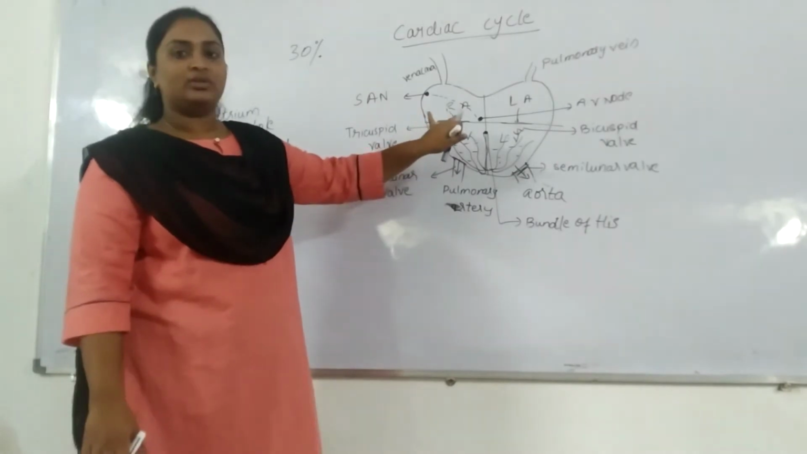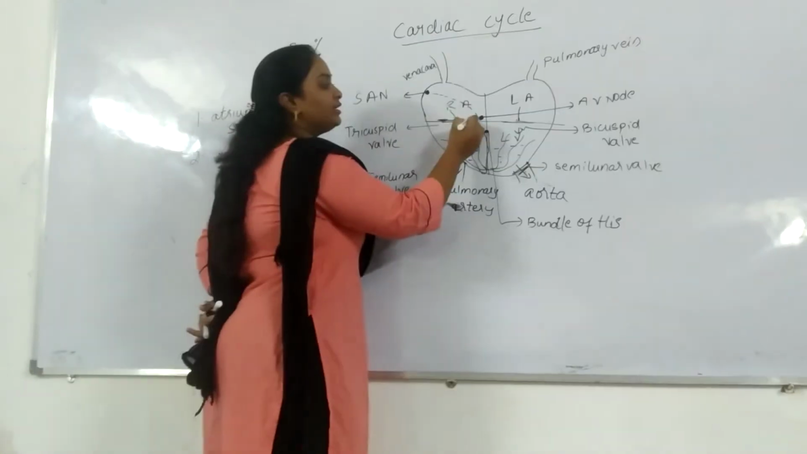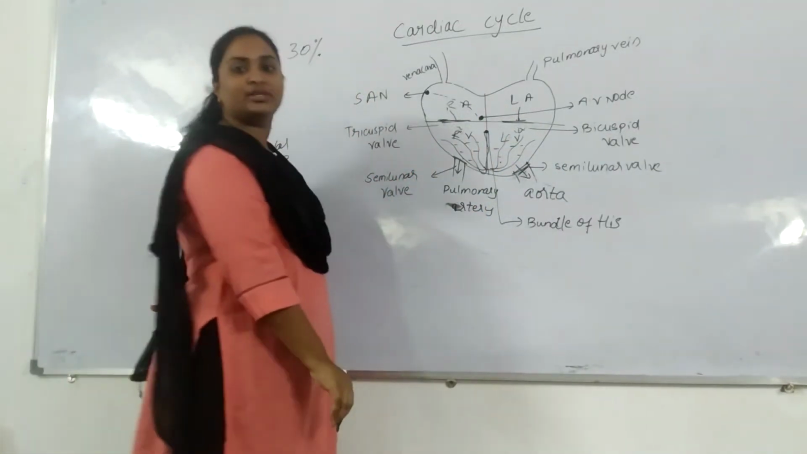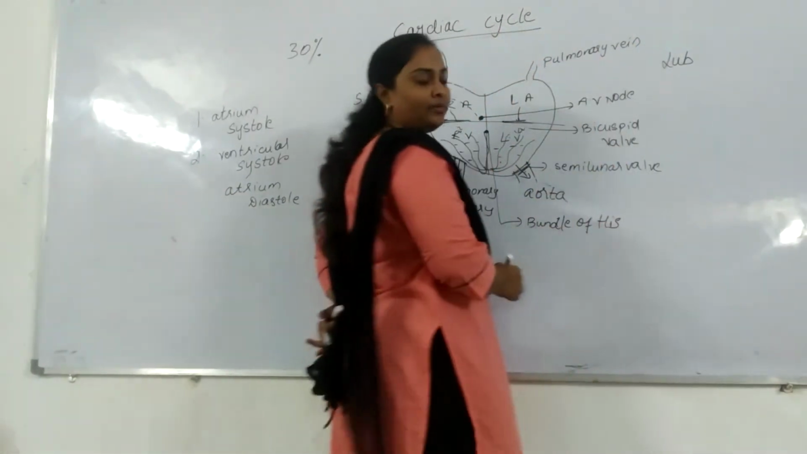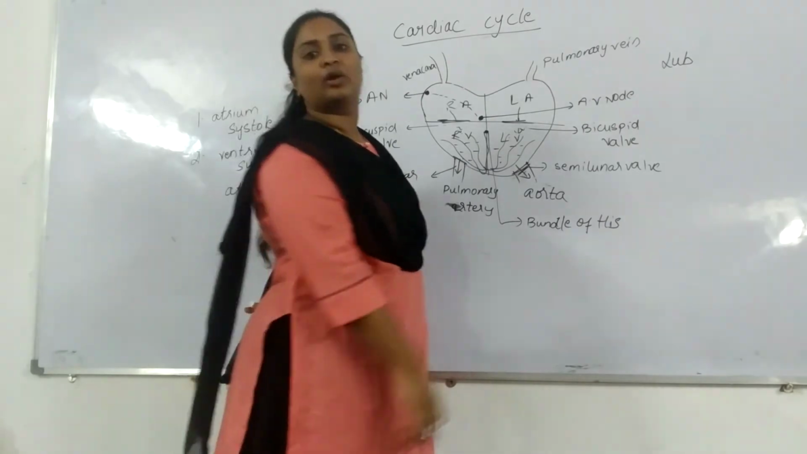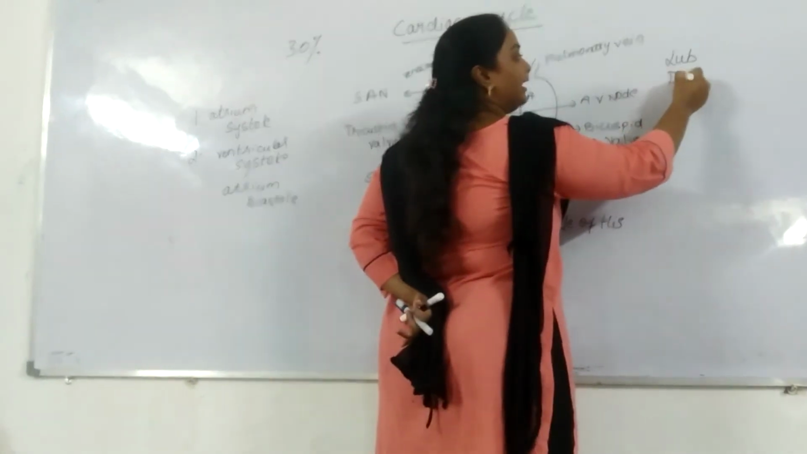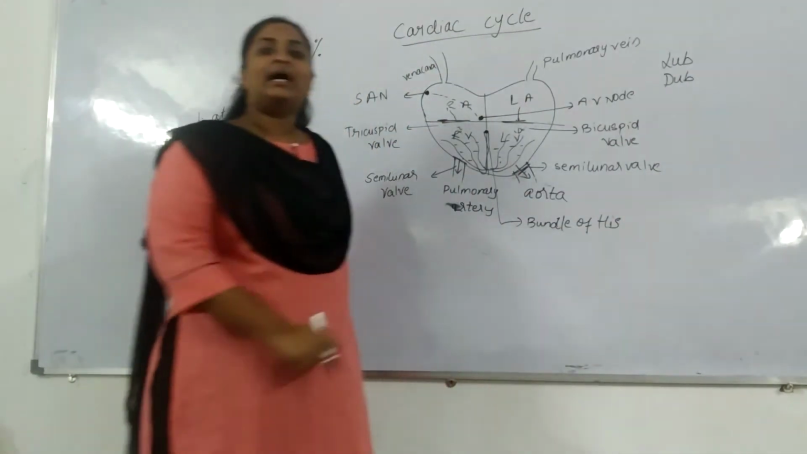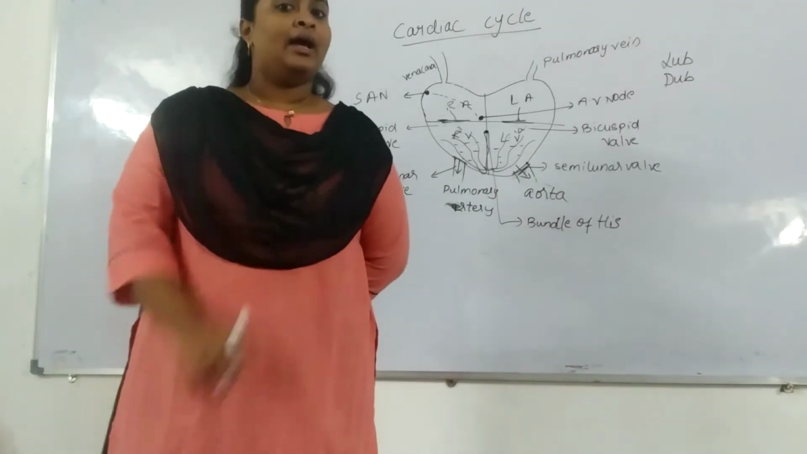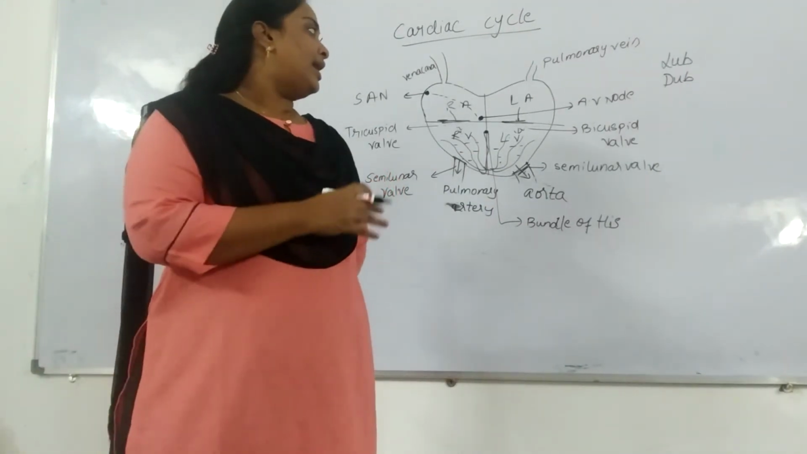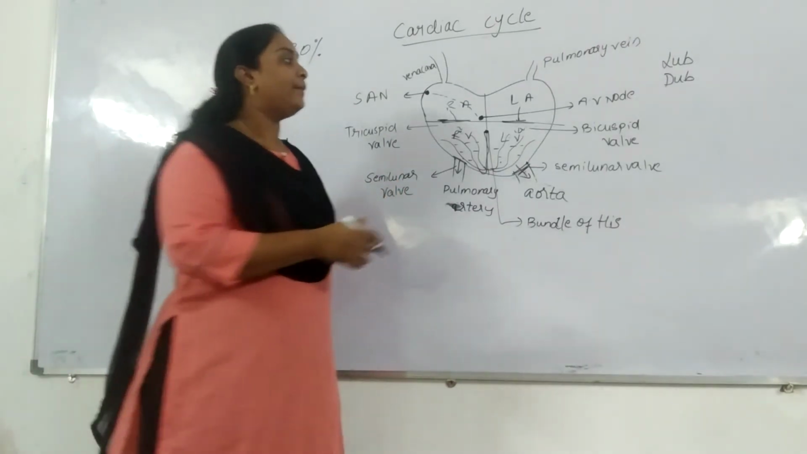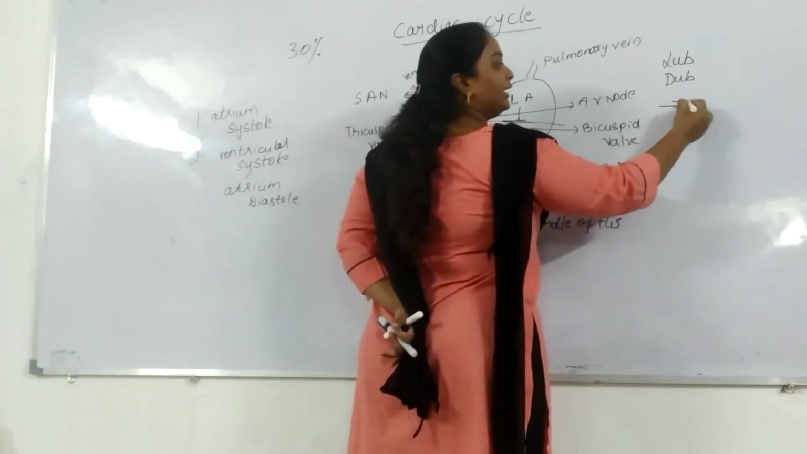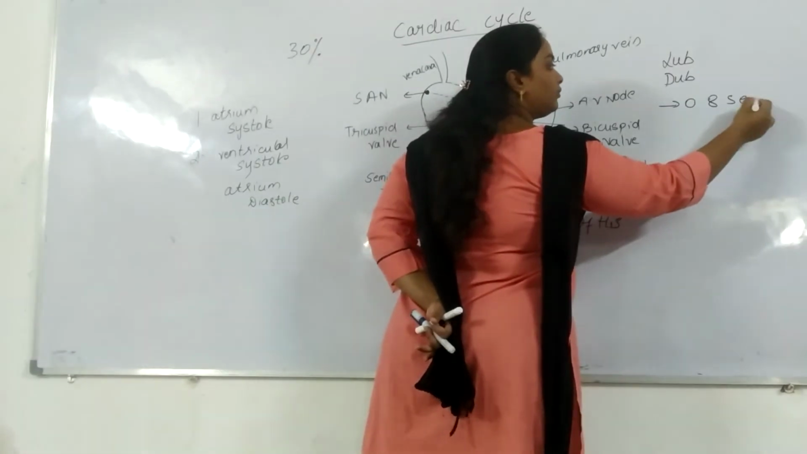Now the sounds. When the tricuspid and bicuspid valves close, they give a sound called lub, and when the semilunar valves close, the sound is dub. The successive lub-dub sound indicates one cardiac cycle. Now, how much time does it take to finish a cardiac cycle? It will take approximately 0.8 seconds.